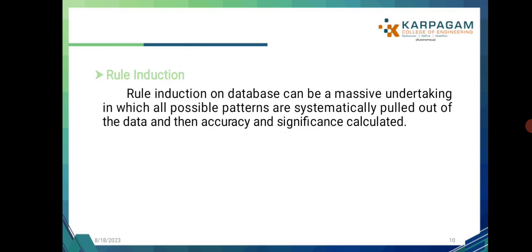Rule induction. Rule induction is the process of extracting useful if-then rules from the data based on statistical significance. Rule induction on a database can be a massive undertaking in which all possible patterns are systematically pulled out of the data and then accuracy and significance are calculated, telling users how strong the pattern is and how likely it is to occur again.